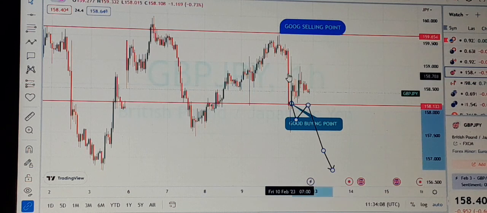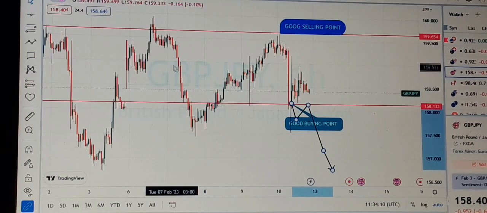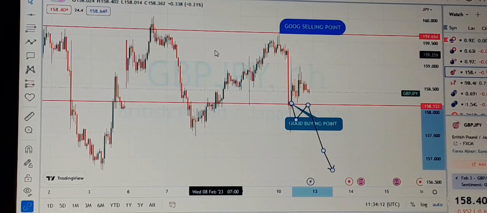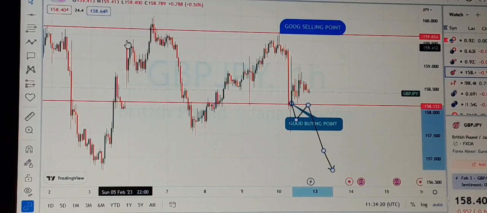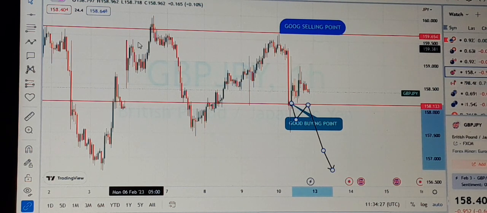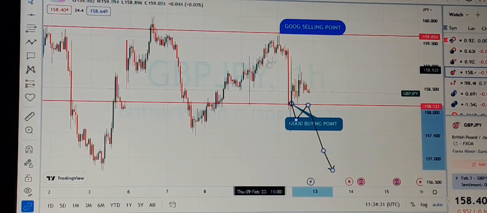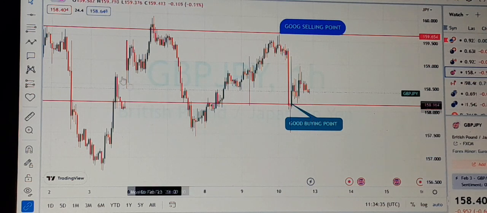You also don't want to be selling in the middle of the support and resistance line. You don't want to be buying and selling between or in the middle of the support and the resistance. You don't want to be doing that. You don't want to be buying in the middle of the support and resistance.